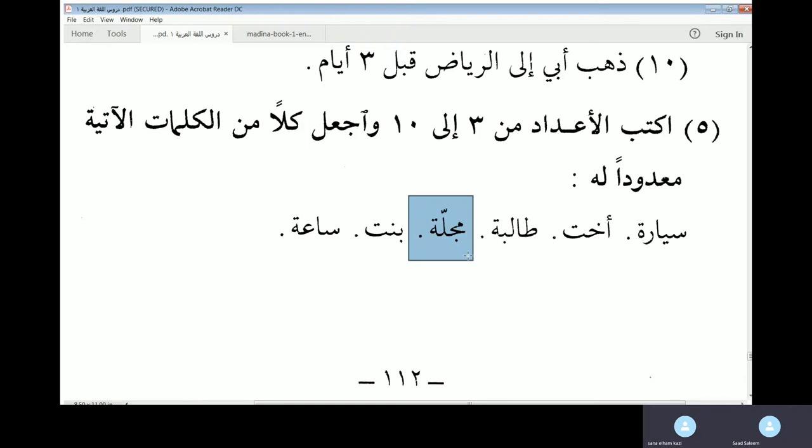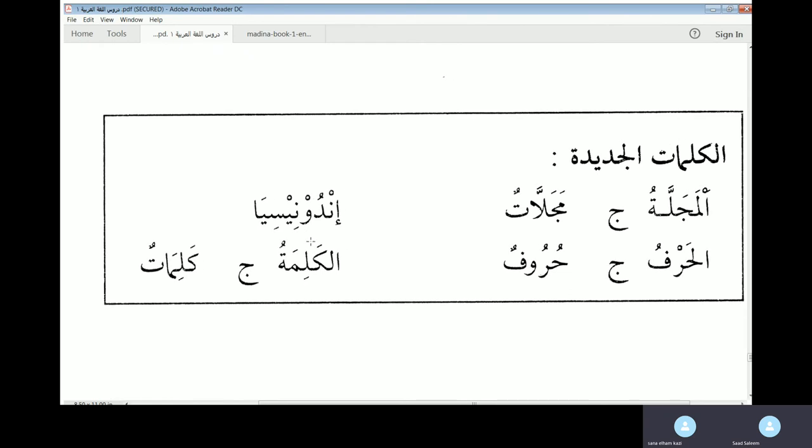Nine magazines: tis'u majallatin. Ten magazines: ashru majallatin. Three daughters: thalathu banatin. Four watches: arba'u sa'atin.